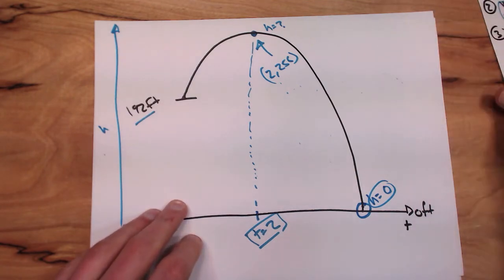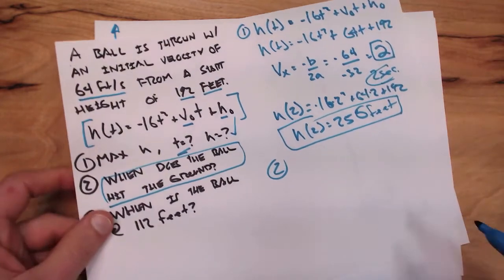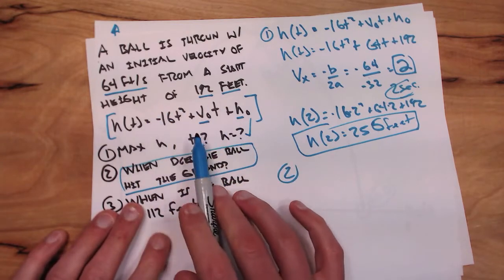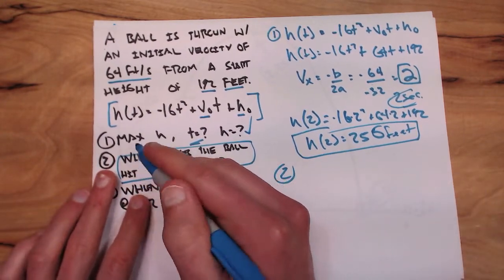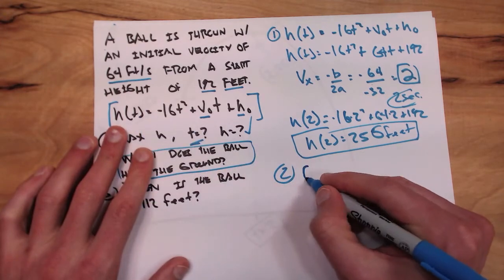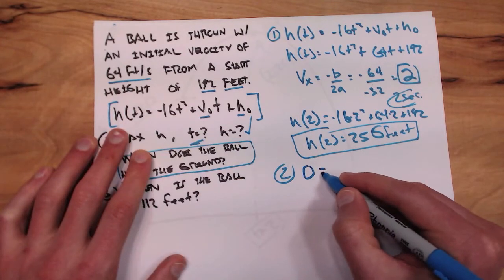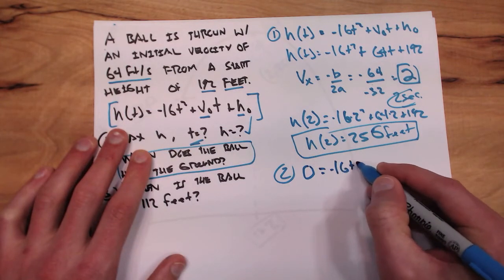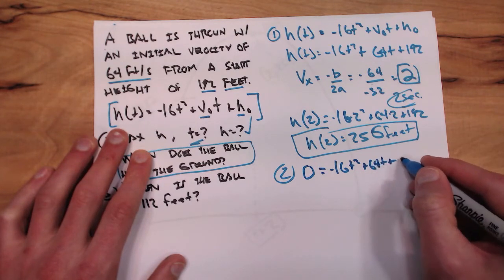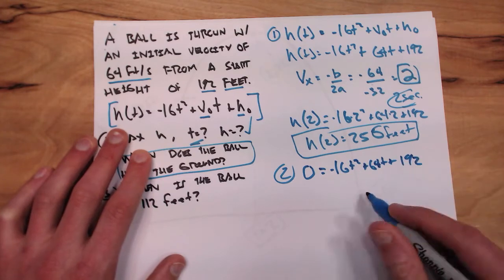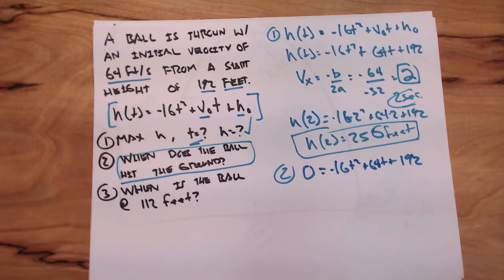If we can say h equals 0, then we can use our equation again as our tool to solve for t. And this is where it's going to get a little more algebra heavy, I would say. So we'll plug in 0, which is our height when the ball hits the ground, equals negative 16t squared plus 64t plus 192. Now to solve for t, I think we're going to have to do some factoring.